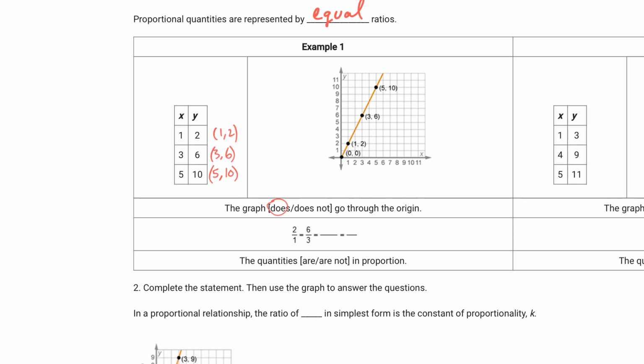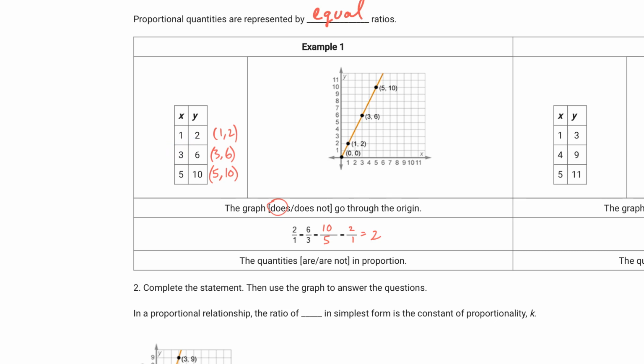And as we look at these ratios, 2 over 1, 6 over 3, and 10 over 5, all of that is equal to 2. And what does that mean? Well, it means that the y value is always twice the size of the x value.